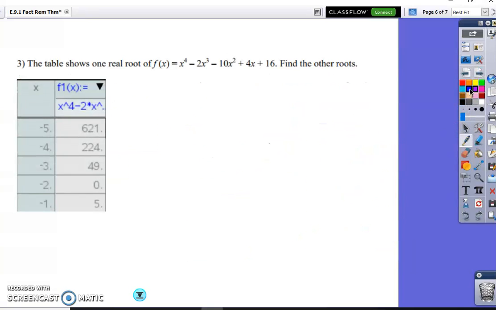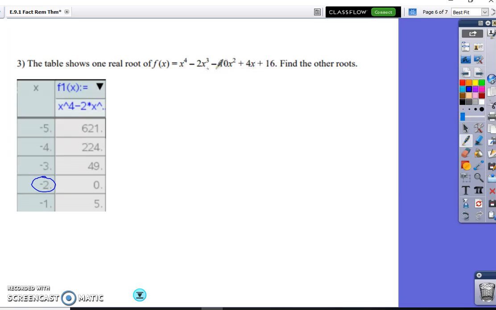Move on to our last example here. This says the table shows one real root of the f of x function. That's a pretty long, big f of x function. Find the other roots. So we're looking for that. So it shows one real root. So you have to think about what does that mean? Root, 0, your solution, sometimes your x-intercepts are all the same thing. So your real root is at x equals 0, x-intercept, okay, or when y is equal to 0. And so you find your x value. So that's -2. Okay, then you want to find the other roots.